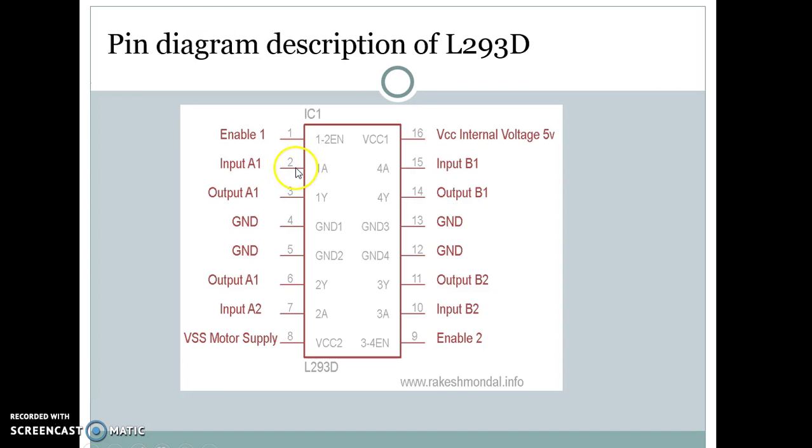The other pins are input pins from the controller: pin 2 and pin 7 on the left-hand side, and pin 15 and pin 10 on the right-hand side. The motors are rotated on the basis of the input provided across the input pins, that is logic 0 or logic 1.